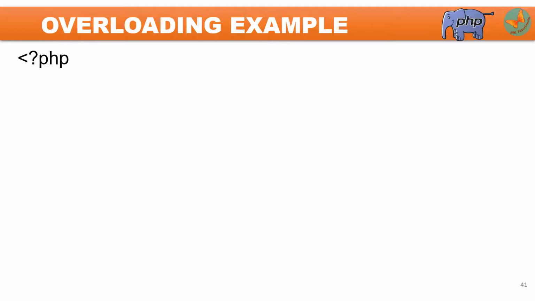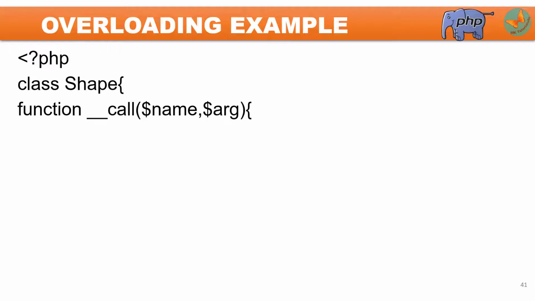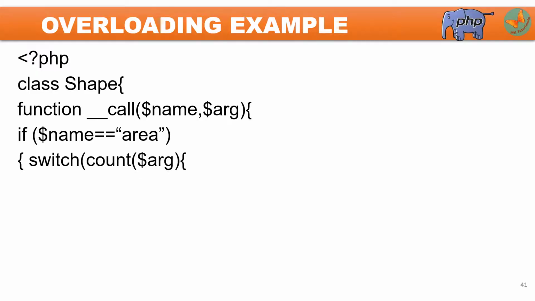Within the PHP script file, I'll first define the class Shape, and here I am going to define the body of the __call method, which will take two arguments, name and arg. Here I'll put the condition: if name is equal to area, since I want to find the area. Then I'm going to put up a switch statement, and within the switch statement I'll first count how many arguments have been passed, and based on that, the different cases will be executed.